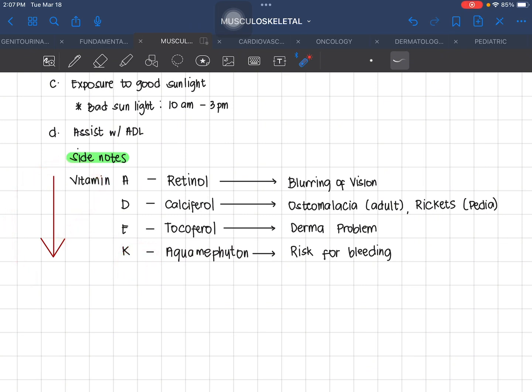And lastly, vitamin K. This is aquamephyton. So, this is for bleeding.